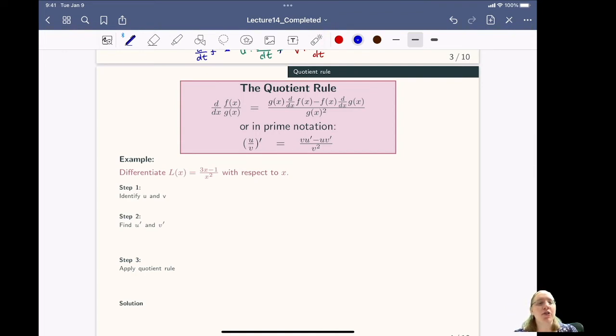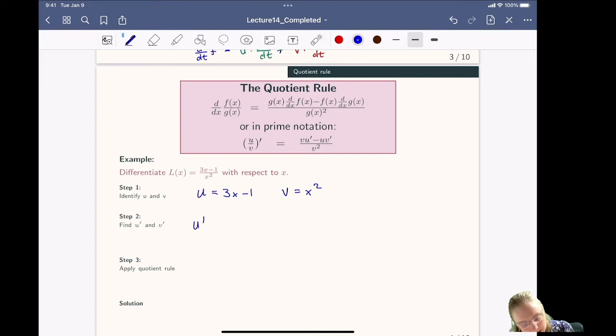Well, in contrast to the product rule, where it sometimes can be hard to define what u and v are, it's easier in this case because it's simply the numerator and the denominator. So what do we have? The numerator is 3x minus 1, and the denominator is x squared. Now let's differentiate those two things.